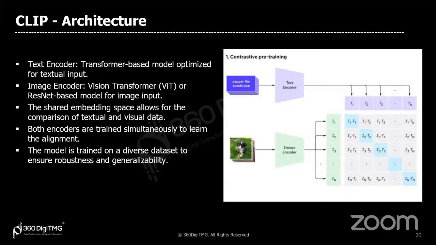Okay, so after that, we are taking both the encoders from the text as well as image, and we are training both simultaneously to learn the alignment between the two. Then the model is trained on diverse sets of data sets to ensure robustness and generalizability.